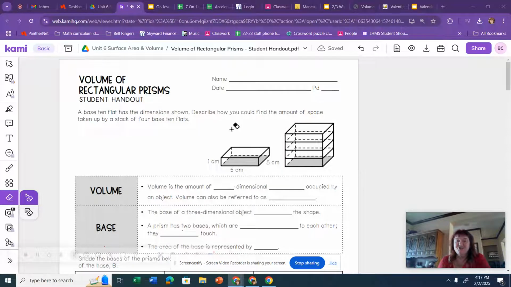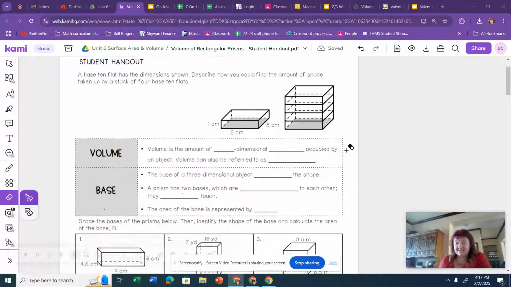Okay, hi guys. You need your notebooks. Make sure you open them up to volume of rectangular prisms.